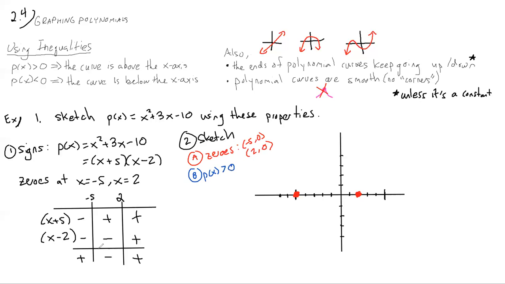So p of x is greater than 0. That's where we have these pluses. So the positive region is going to go from -5 onwards to 2 onwards. It should look like that. And remember, as we do that, it's not going to do anything weird like flatten out, because of the ends going upward, sort of like infinite behavior. So we don't get any weird flattening out.